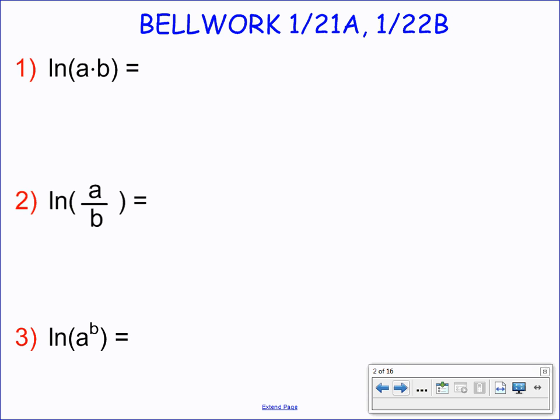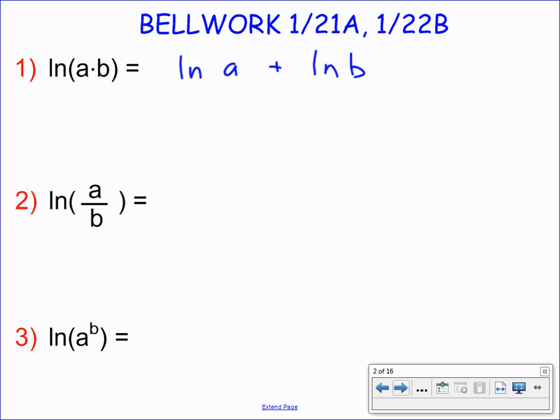So how could I rewrite the log of a product, ln of a times b inside? What would that look like? Meg? ln a plus ln b. Absolutely. We could write that as a sum of individual logs. Raise your hand if you have the same as Meg. ln of a plus ln of b.